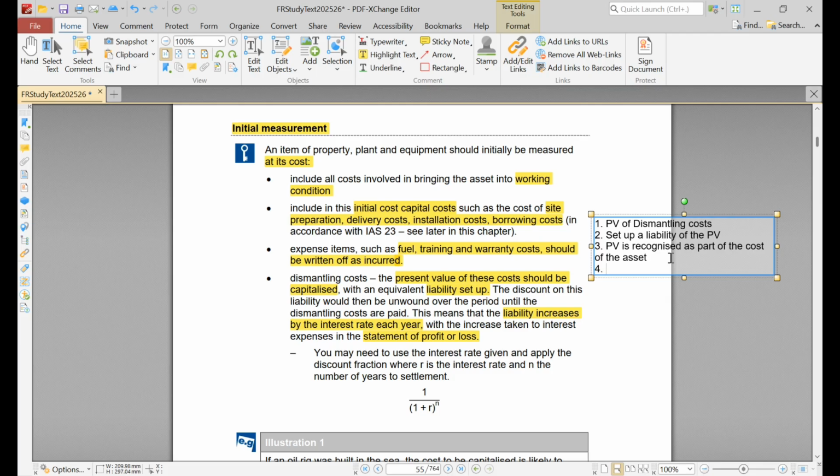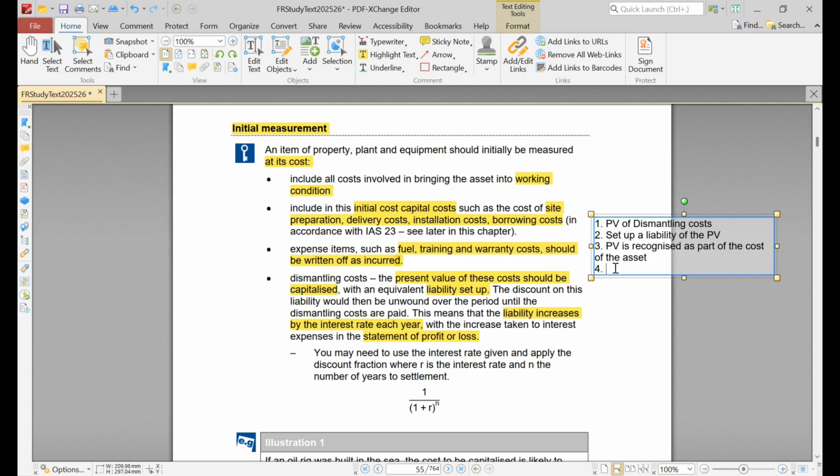Now let's say, in my example, $1,000 of dismantling costs are being paid at the end of 5 years. You need to calculate first the present value of the dismantling cost. That is, you have to unwind that backwards to find its today's value. Then you need to set up a liability of that. The present value that you calculated will be included in the cost of the asset. Then you have to unwind that discount every year until 5 years.